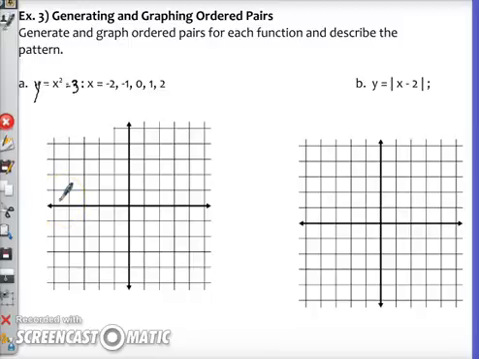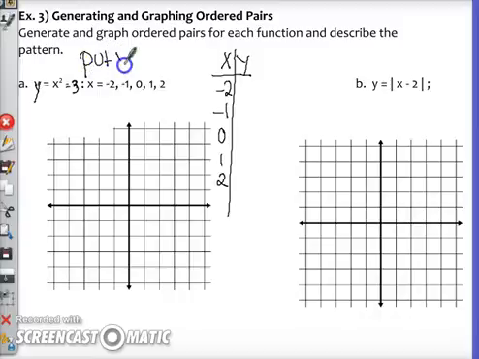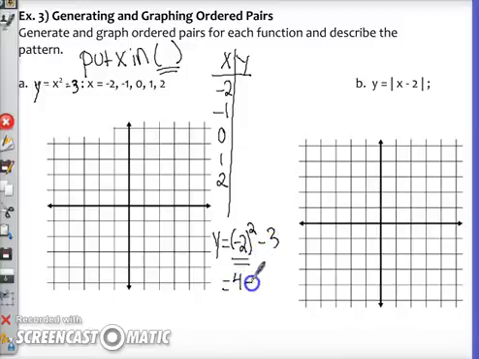You're going to go ahead and make a table, an x, y table. Your x's are -2, -1, 0, 1, and 2. When you substitute in, put x in parentheses. This is very important, otherwise you will not get the correct sign. So our first one is y equals, in parentheses, -2 quantity squared -3. -2 times -2 is +4 minus 3. 4 minus 3 is 1. So you have -2, 1.